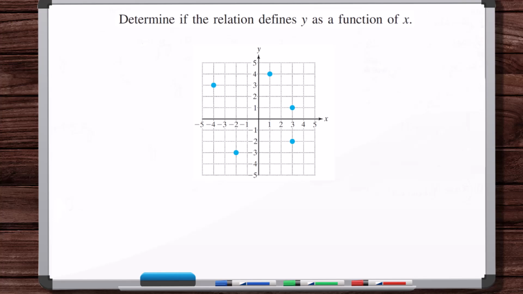In this video, we're going to work example problems related to functions and relations. So let's get started. For these initial problems, we want to determine if the relation defines y as a function of x. So remember, every single function is a relation, but not every relation is a function.